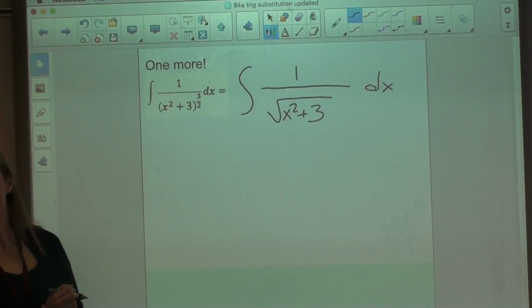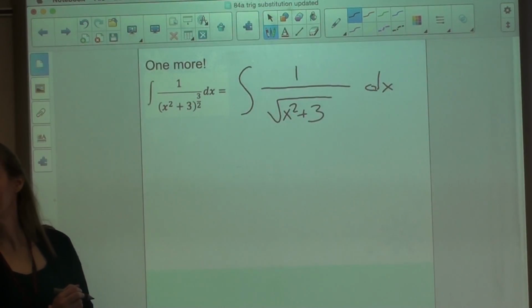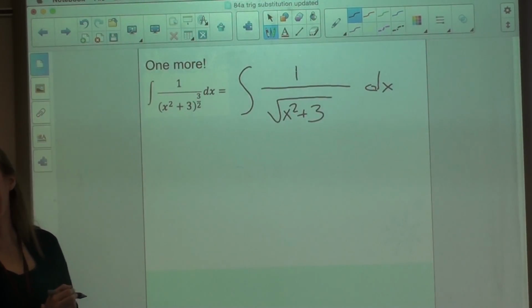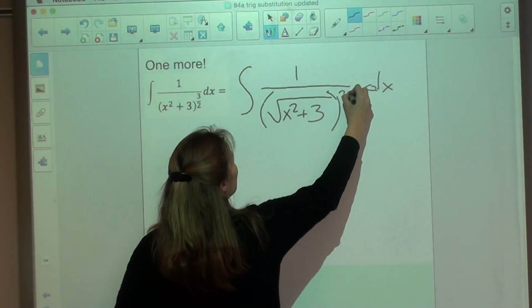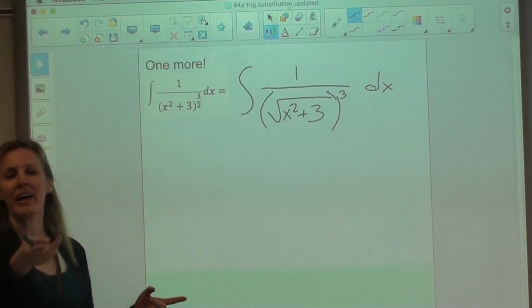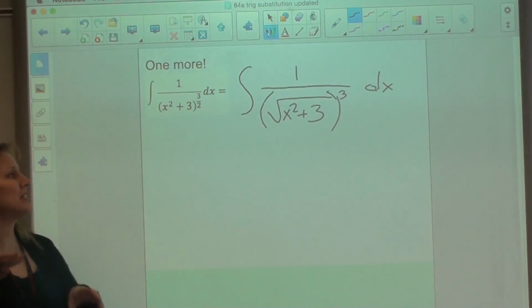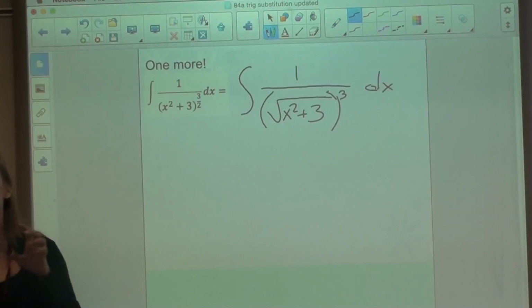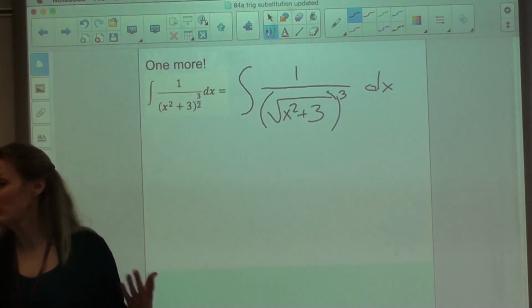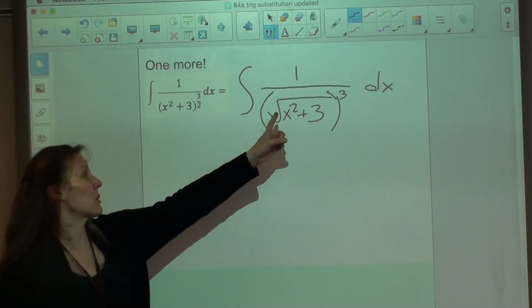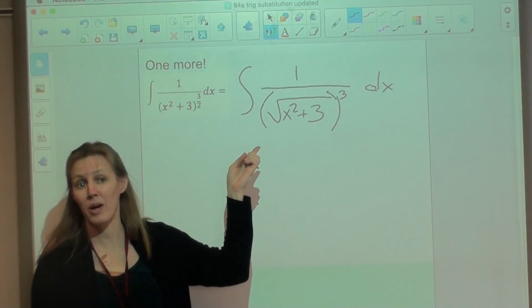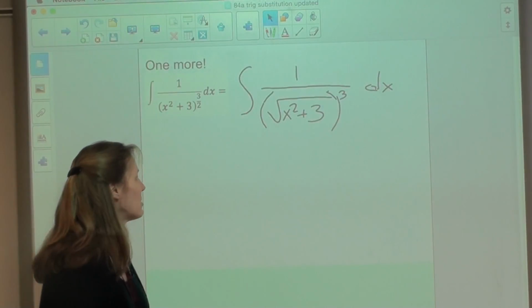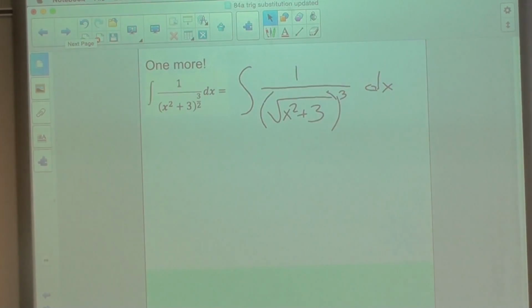You could rewrite this as the quantity x squared plus 3 times the square root of x squared plus 3, which is fine. Or you can do it as just root x squared plus 3 cubed, and then you don't even have any outside x's to deal with. So I'm going to give this one a try. Draw a triangle, label your triangle.